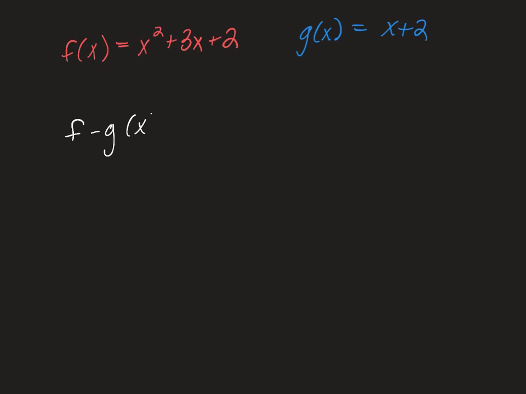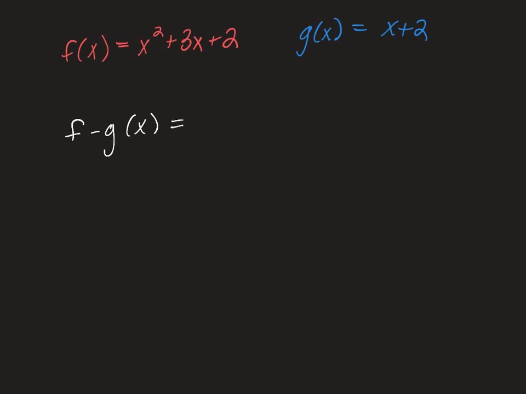All right, so subtracting functions works in a very similar way. Let's say that we have two functions again. Let's say f of x is equal to x squared plus 3x plus 2, and we'll have g of x equal to x plus 2. This time we're going to be asked to find f minus g of x. That means you are subtracting your two functions.